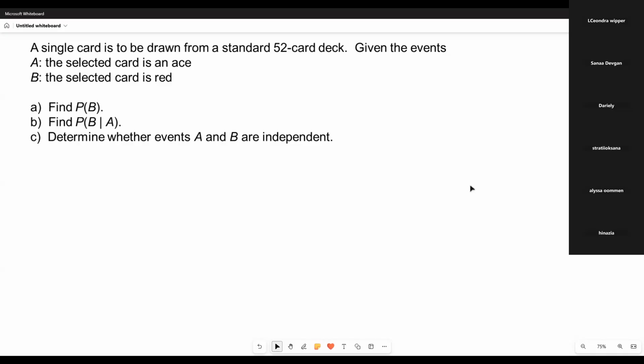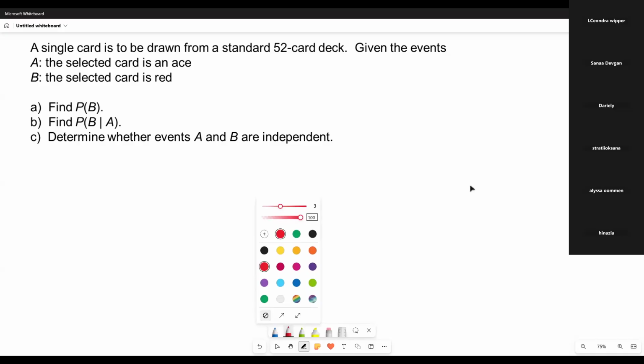All right, so again, copy here. So here you can observe, we've got 52 cards. So the sample space here is just 52.